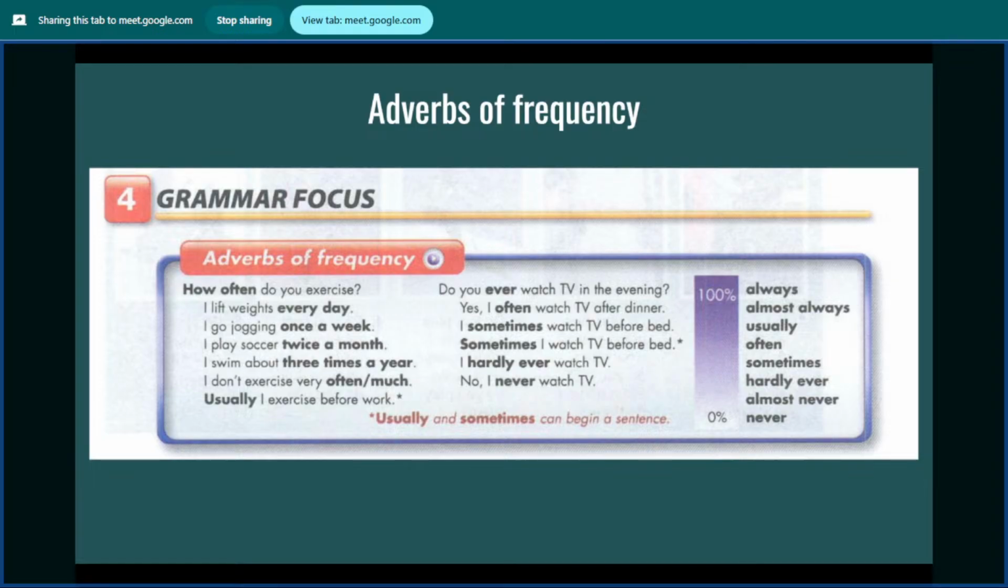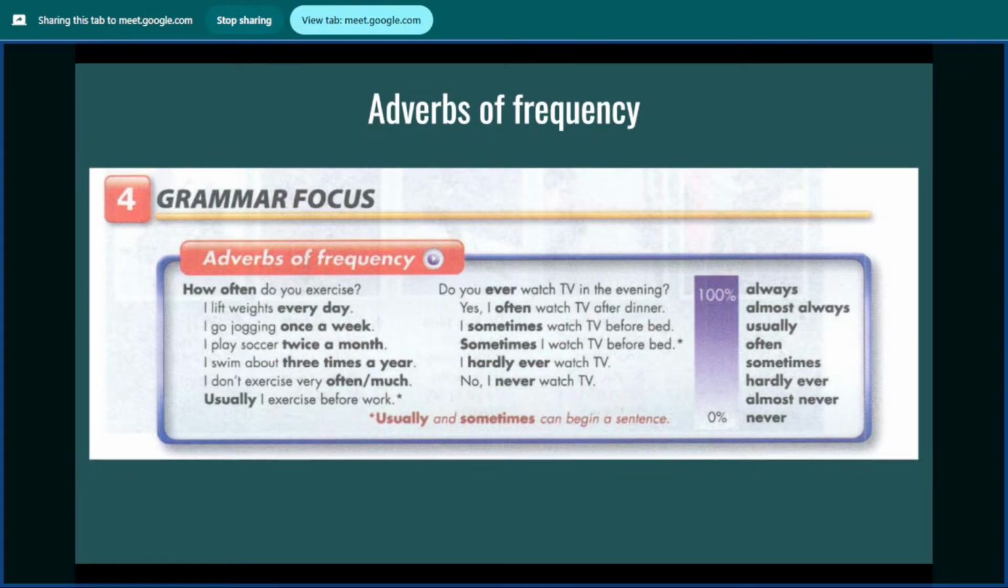So first we'll start with always. Always means 100%. I always get up at 7 a.m. That means I always get up at 7. Okay, I almost always go to sleep late. Almost always means 90% or 95% frequency. Usually has high frequency but not every day. It's different from always. Usually means 75% of the time.